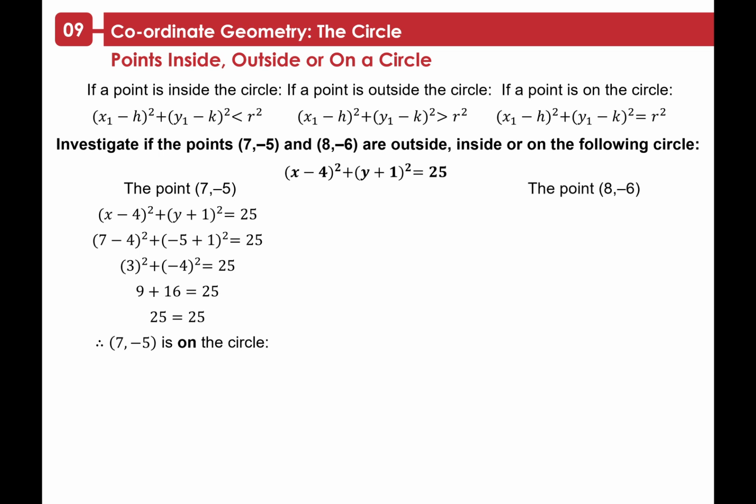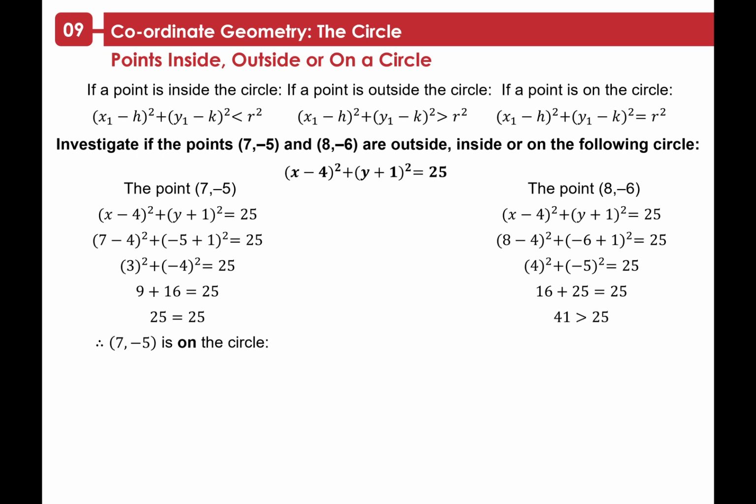Let's take our point (8, -6). Our equation of the circle is (x minus 4) squared plus (y plus 1) squared equals 25. Substituting these points in gives us (8 minus 4) squared plus (-6 plus 1) squared equals 25. This gives us 4 squared plus (-5) squared. 16 plus 25 gives us 41, which is greater than 25. Therefore, this point lies outside the circle.